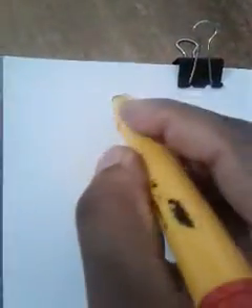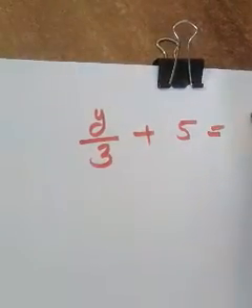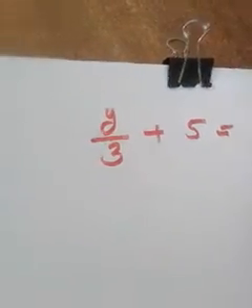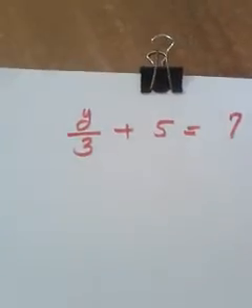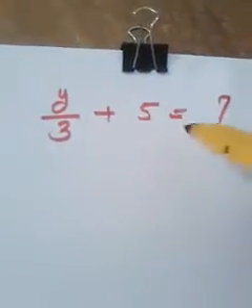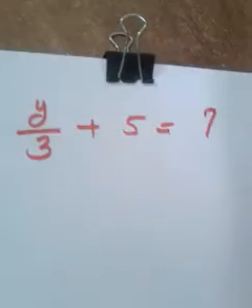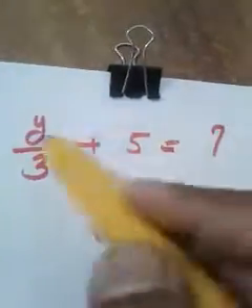Let me introduce another question: y by 3 plus 5 is equal to 7. Here the question is, you have to write it as: solve y by 3 plus 5 is equal to 7. That means here the variable is y instead of x. We have to find the value of y such that it satisfies this expression.